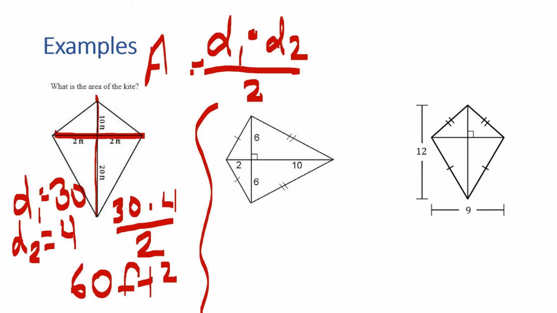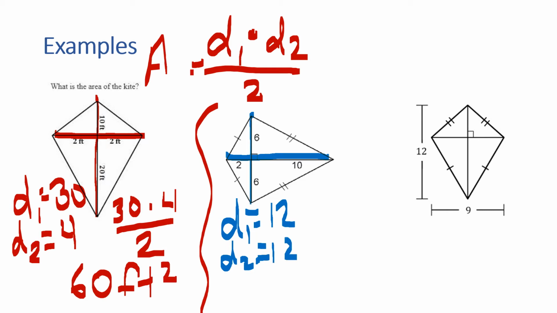When we look at the next kite, it's the same. I know it's a kite because it has 2 pairs of consecutive sides that are congruent. So we need to first find the diagonals. The diagonal from the vertex angles is 2 plus 10, which is 12. So diagonal 1 is 12 units. Diagonal 2 is 6 plus 6, which is 12 also, 12 units.